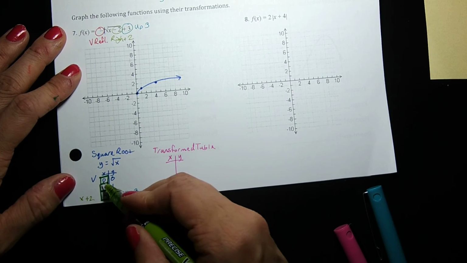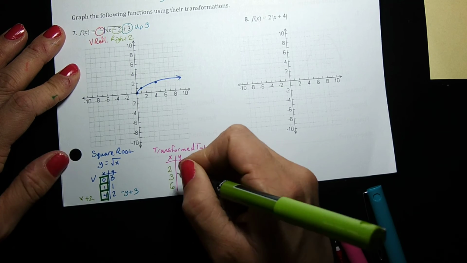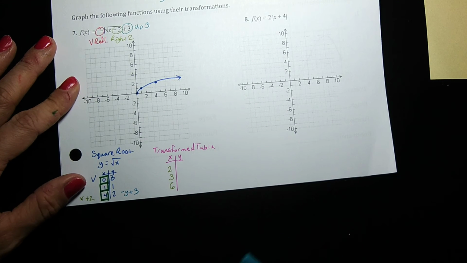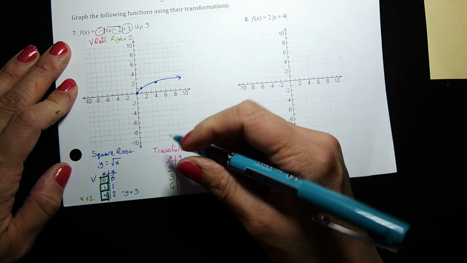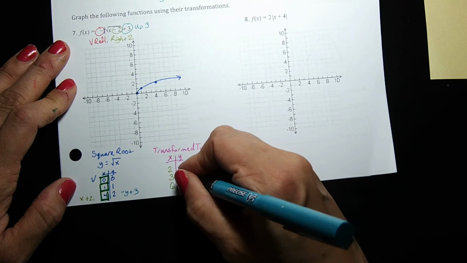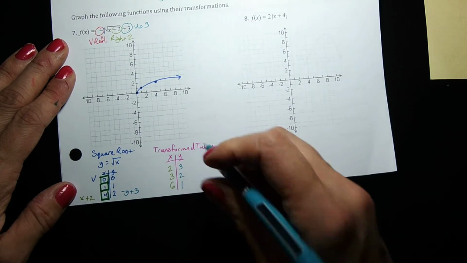I'm going to add 2 to all my X values. So 2, 3, and 6. And now I'm going to take the opposite of my Y values and add 3. Opposite of 0 is 0, plus 3 is 3. Opposite of 1 is -1, plus 3 is 2. Opposite of 2 is -2, plus 3 is 1.